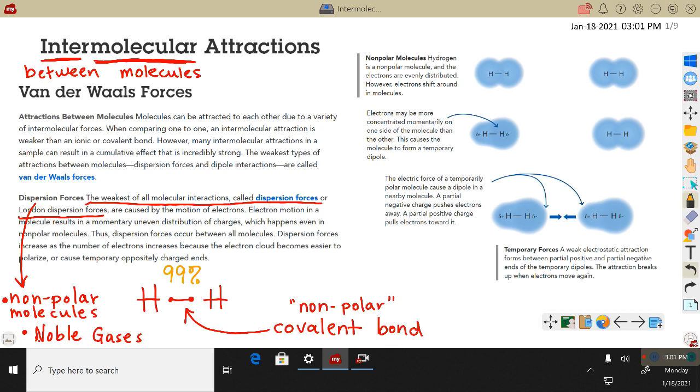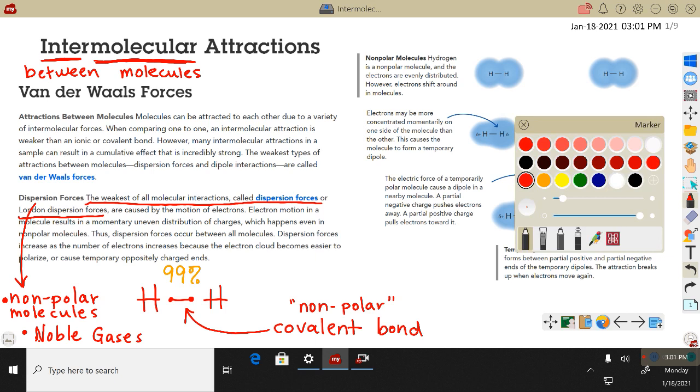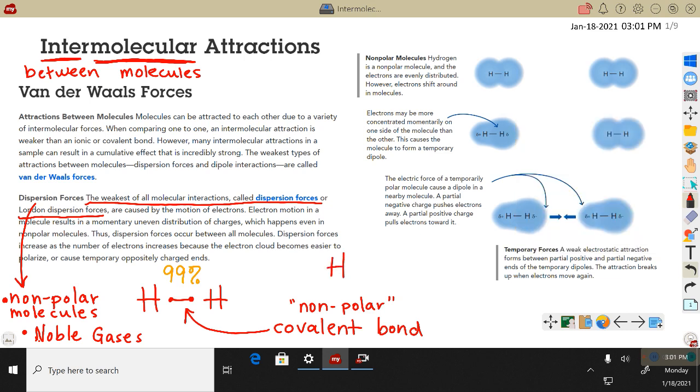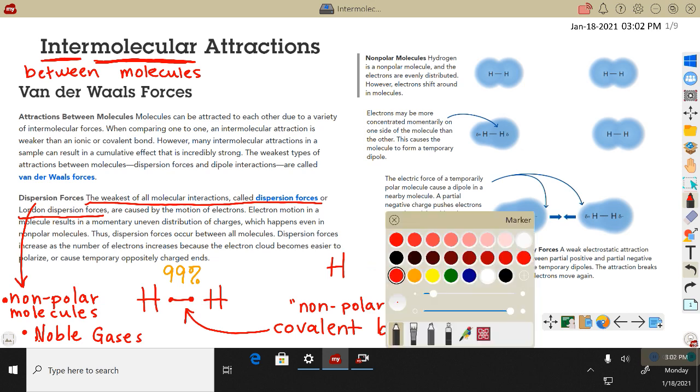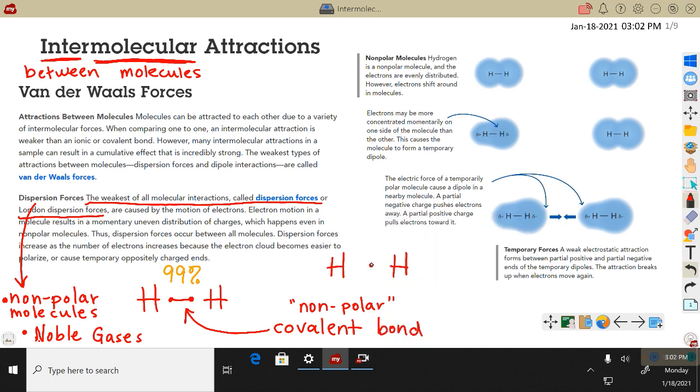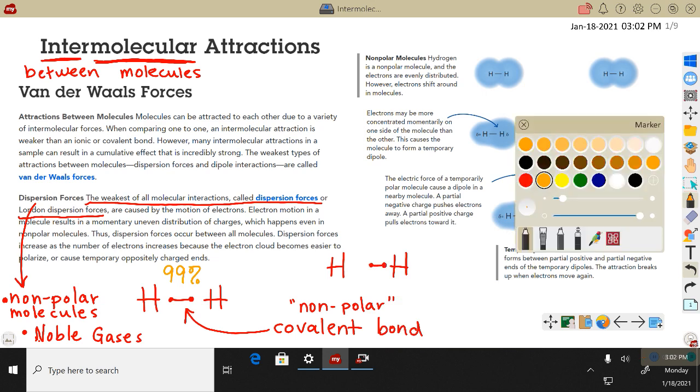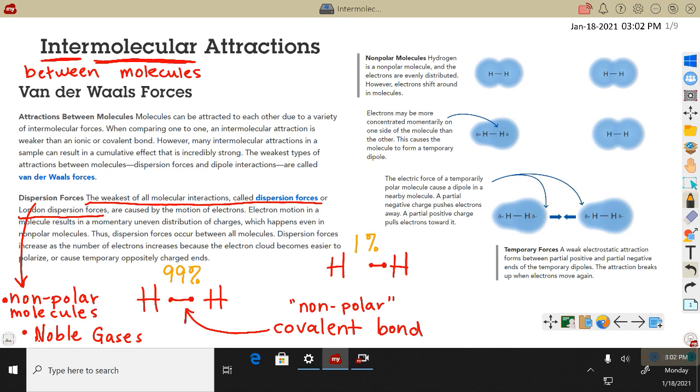So what we don't always think about is that if the electrons are moving and their movement is pretty random, what if I could take a picture with my really fancy camera and for a split second in time, what if the electron pair looked like this? I mean, this might be like 1% of the time. Do you kind of see what I tried to do there? That I tried to draw the electron pair closer to one hydrogen and not right in the middle.